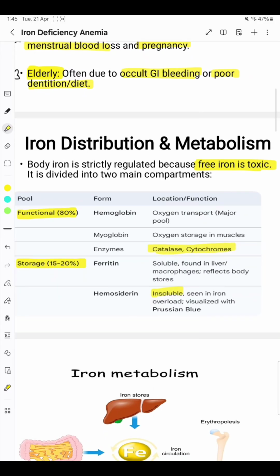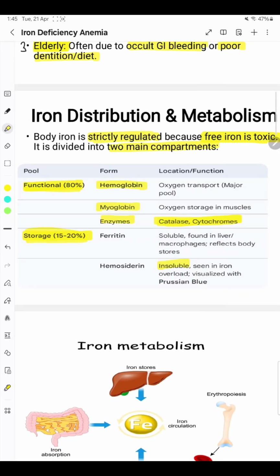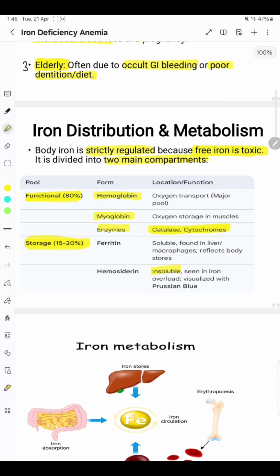Now we will see iron distribution and metabolism. Body iron is strictly regulated because free iron is toxic, and it is divided into two main compartments. 80% of body iron is present as functional iron in the form of hemoglobin, myoglobin, and enzymes such as catalase and cytochromes, and 15 to 20% of iron is present in the form of stored iron like ferritin and hemosiderin.